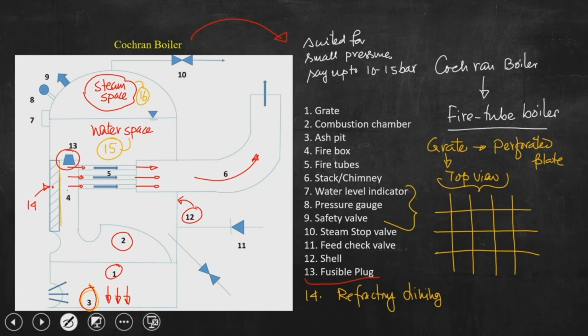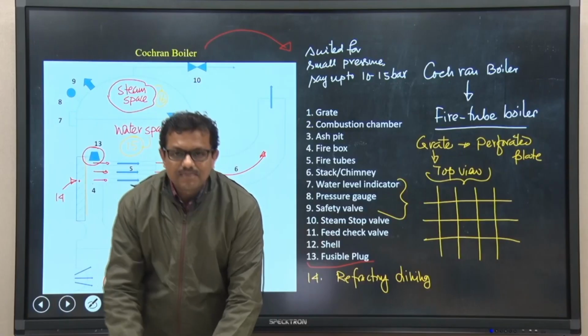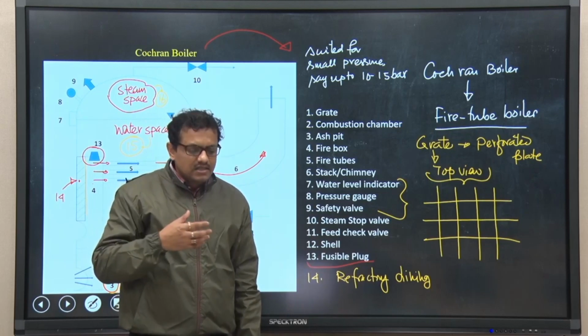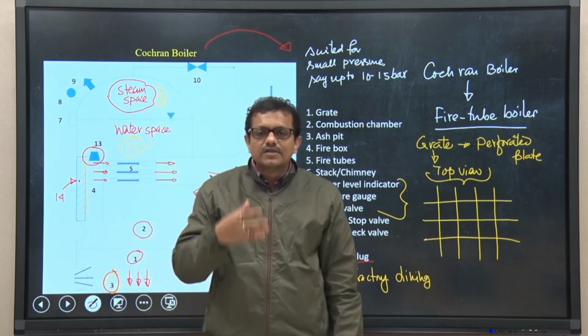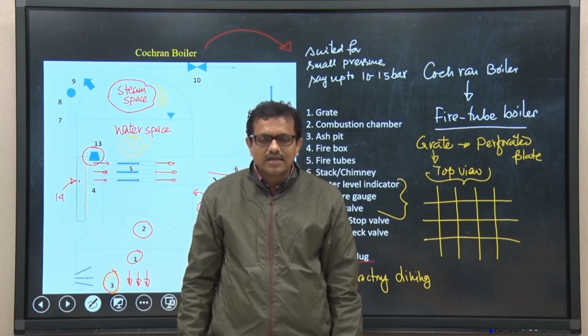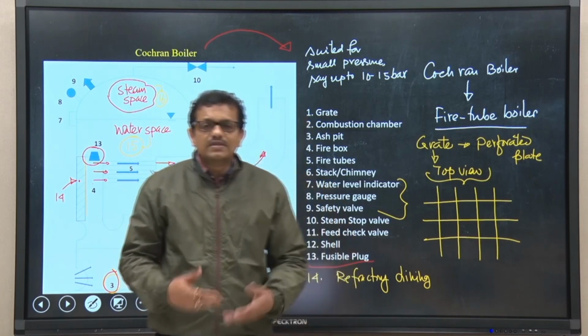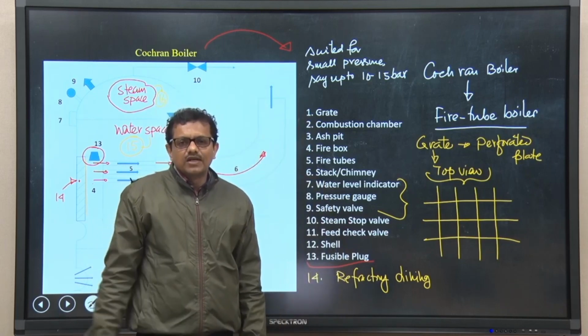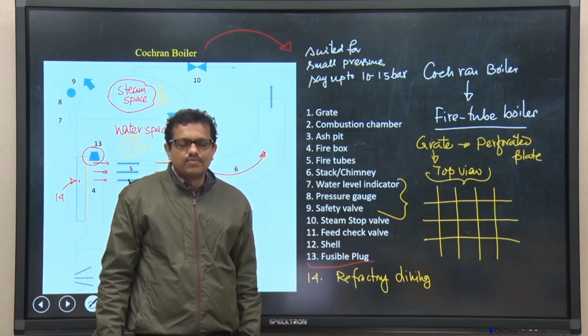To summarize today's class, we have discussed the operation of the Cochran boiler. We have tried to find out the disadvantageous features of this particular boiler in the context of the steam power cycle. Then we have discussed the objectives of all the components which are there in this particular type of boiler.